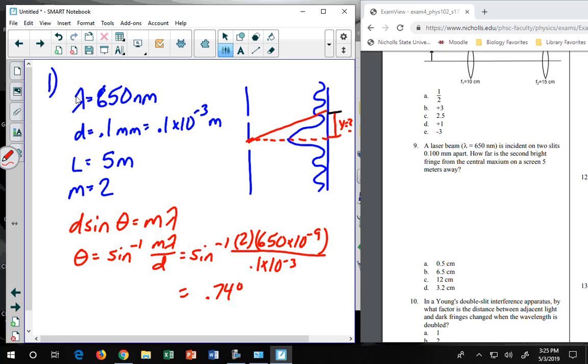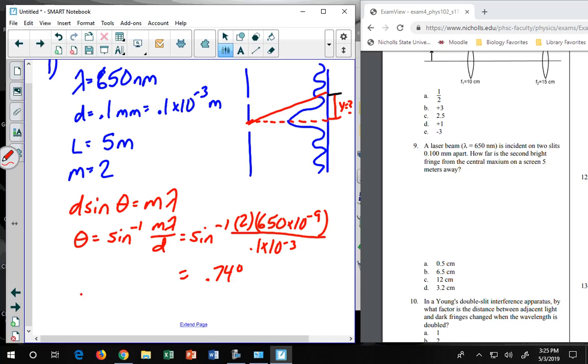And then if I want to find y, I say y is equal to L tan theta, which is going to be 5 times sine of 0.74. And I get 6.5 times 10 to the minus 2, 0.065 meters. And so that's 6.5 centimeters. That's the answer for that one.